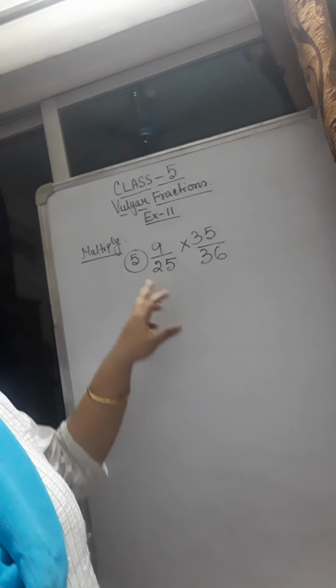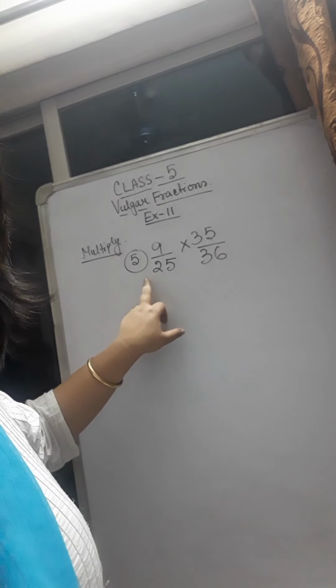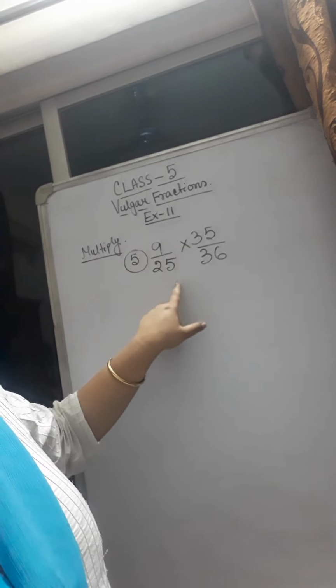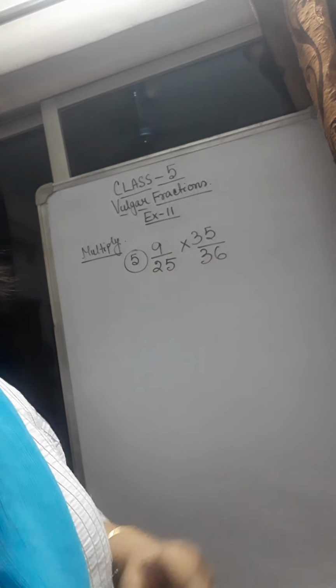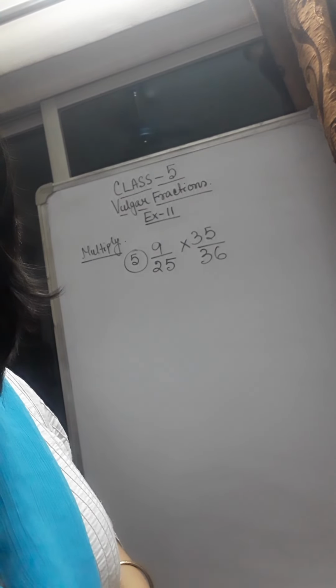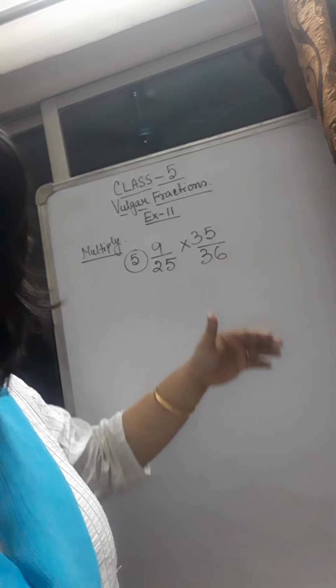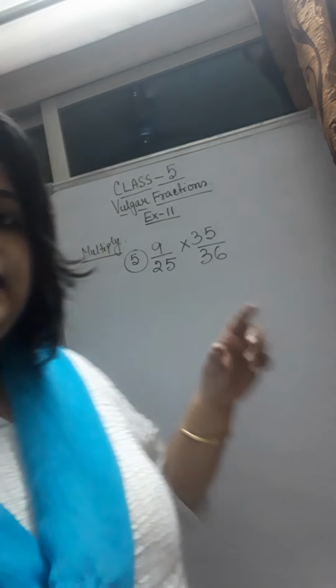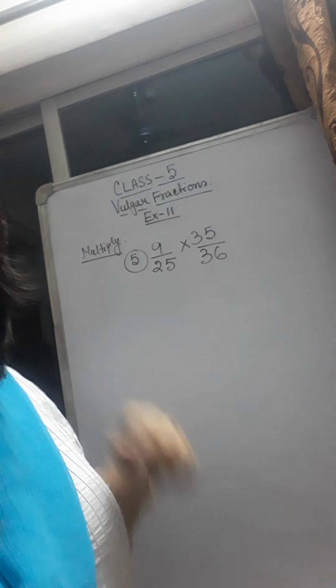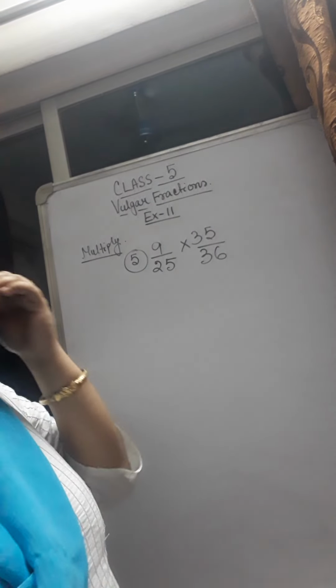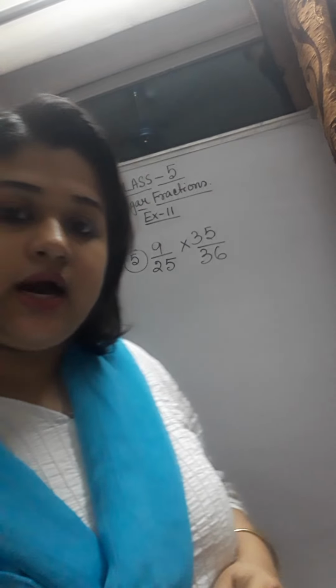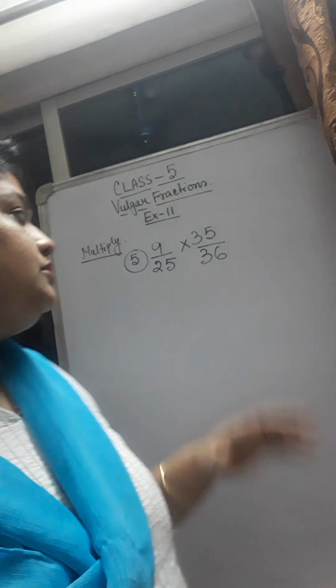The next sum is sum number 5 of exercise 11. 9 by 25 into 35 by 36. So, two fractions are given. Earlier we have seen there are sums where a whole number is given, and we have to convert it into a fraction by dividing it with 1. Now, both fractions are given. So, what will we do? We will start cancelling it.